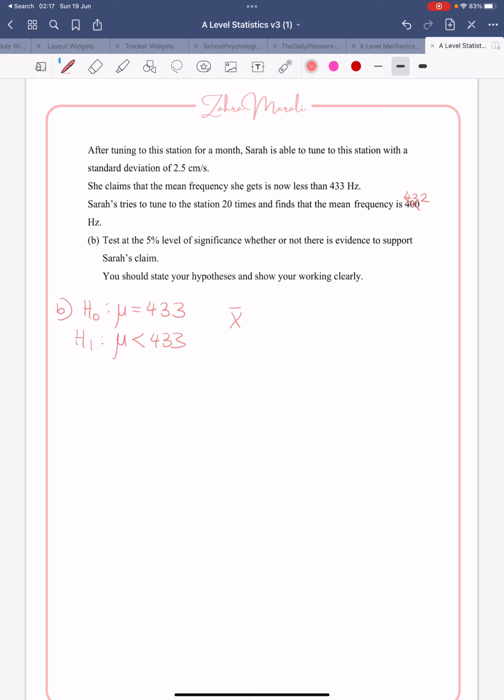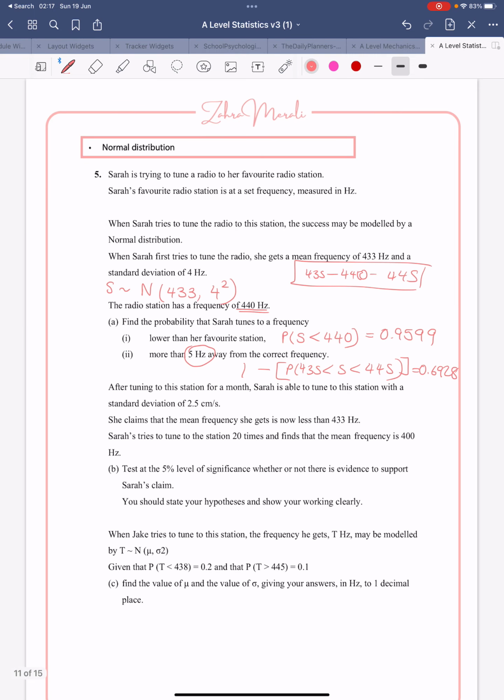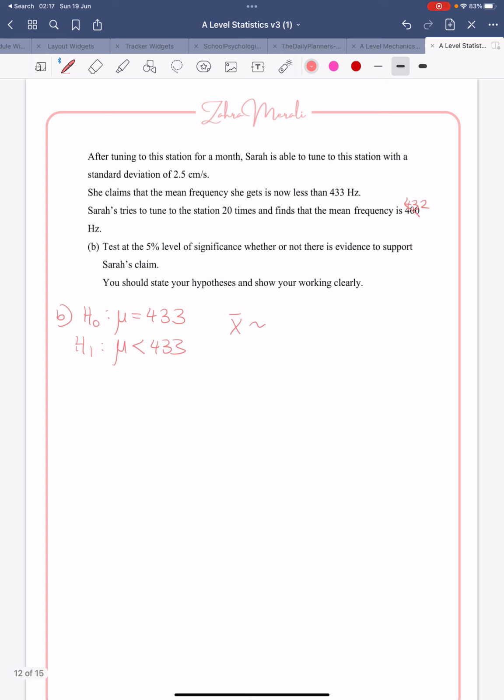And because we had a sample, I believe, of 20, then you've got to use this X bar where you write your mean, and then you have your standard deviation squared over your n. So we want the probability this X bar is less than 432. That gives you 0.0368. So 0.0368 is less than 5%.